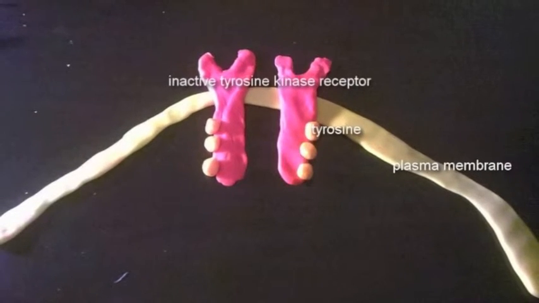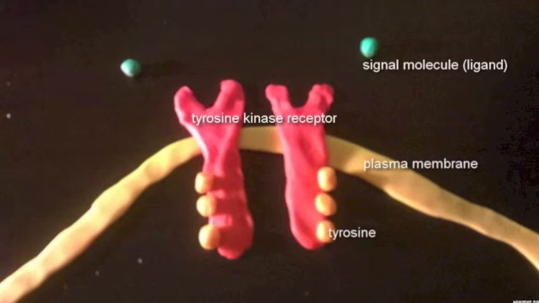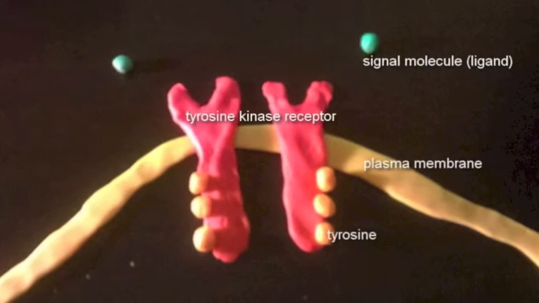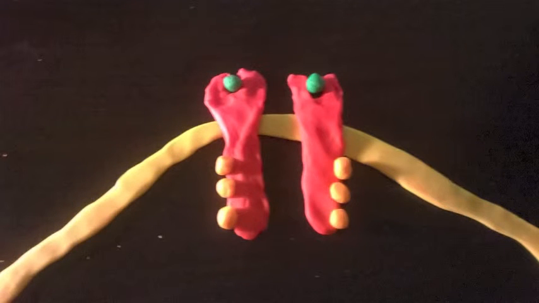Here are the labels for the tyrosine kinase receptor system. Here we have an inactive tyrosine kinase receptor by ADP. We now have the signal molecule or the ligand that will bind to the tyrosine kinase receptor. Once the ligand binds to the receptor, it activates the tyrosine kinase regions, generating ATP.